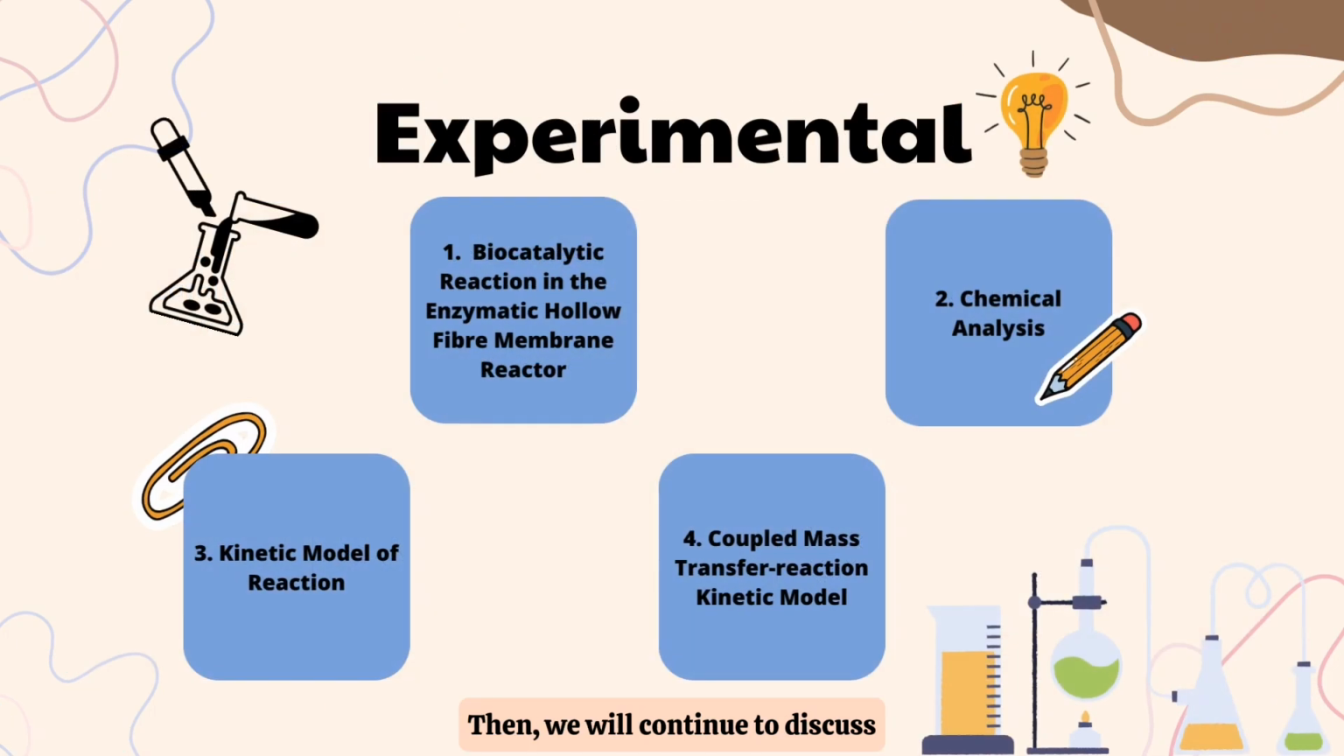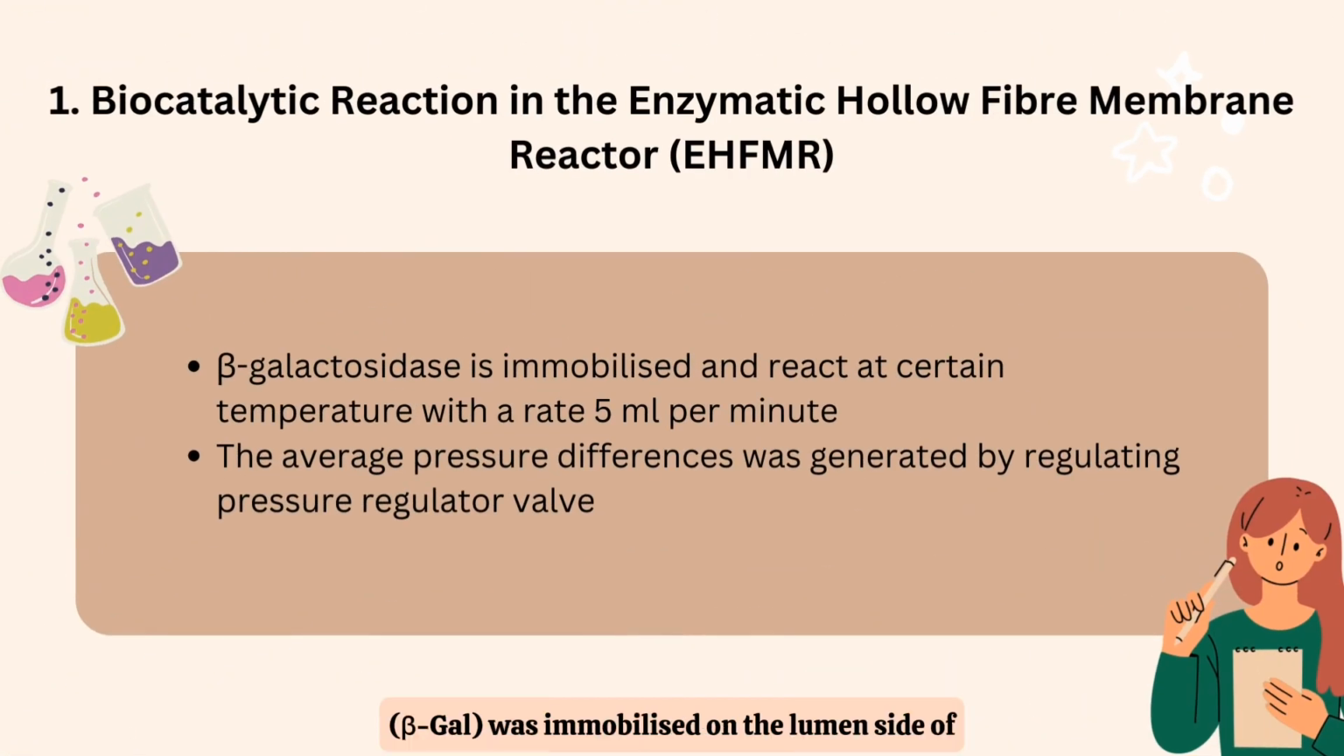Then, we will continue to discuss the experimental section. There are 4 parts in this section. The beta-galactosidase, beta-gal, was immobilized on the lumen side of the membrane via covalent bonds. The immobilized enzyme reacts at 55 degrees Celsius with a rate of 5 milliliters per minute. The TMP between the lumen and permeate side of the membrane was generated by regulating the pressure regulator valve.